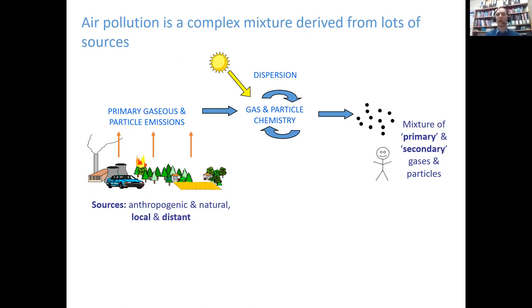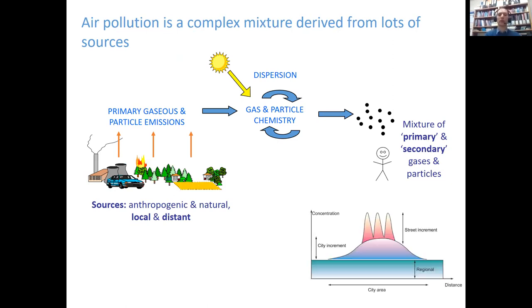So when we get to trying to unravel what people are exposed to at the end, they're exposed to a very complicated mixture of both primary pollutants, those that are emitted as pollutants, and secondary pollutants. These are the ones that are created from reactions within the atmosphere from other pollutants that are emitted as primary pollutants. And an individual may have different mixtures of primary and secondary gases and particles in what they inhale in one location compared to another location.